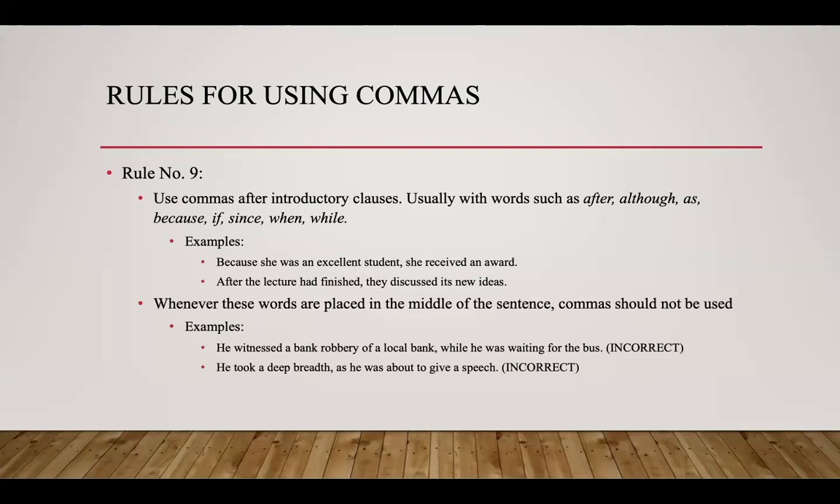Notice the examples here. Because she was an excellent student, she received an award. Now, we started with the word because, and then when the first sentence, or the first clause to be more accurate, ended, we placed a comma. Because she was an excellent student. That's the end of the first clause. So a comma right immediately after it. And then the rest of the sentence, which is the independent clause. She received an award. The same thing applies for all of these words.